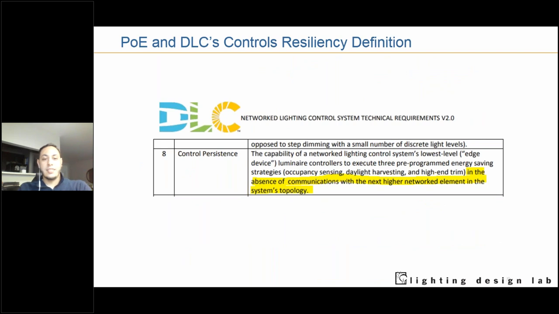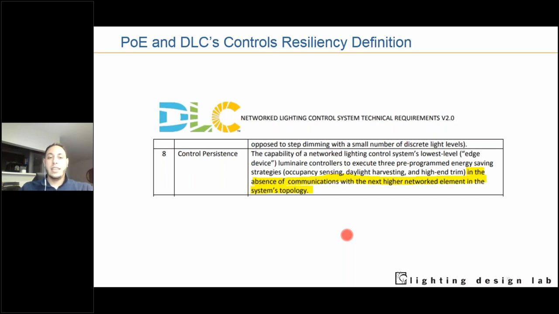So what is that control persistence? It is the ability to continue to operate to a certain degree in the absence of communication with the next higher networked element in the system's topology. So if my fixture loses communication with its hub or its gateway or mesh communication, whatever the case may be, this fixture will still perform some of the control strategies at a default level. The occupancy sensor will be enabled and daylight will be there to a default level. With losing communication to the main system, there will still be some functionality. That's what control persistence means.